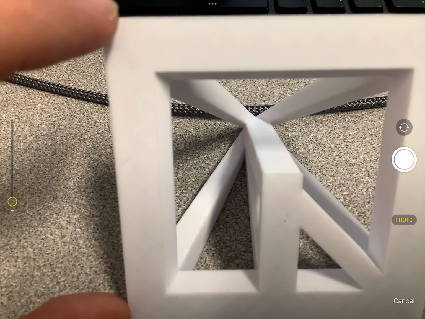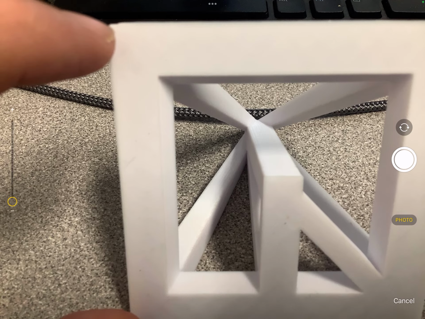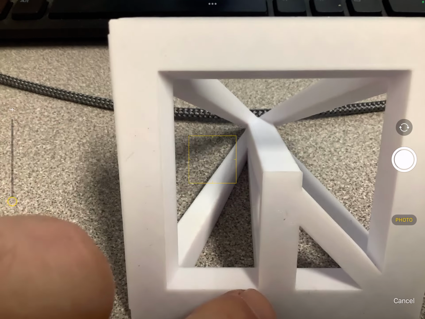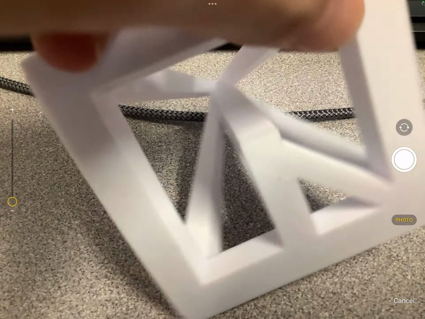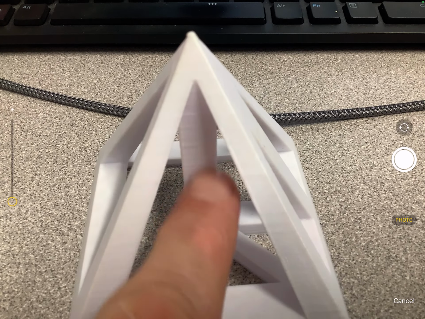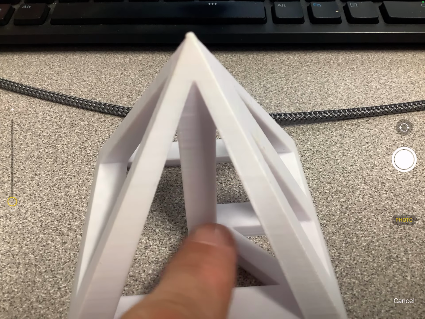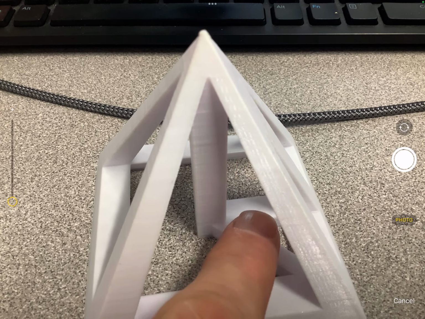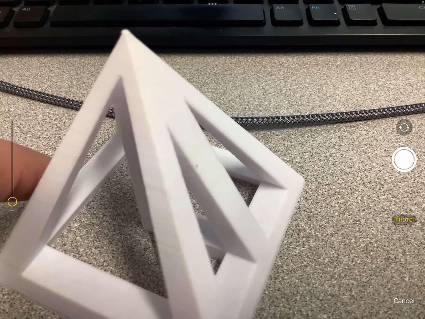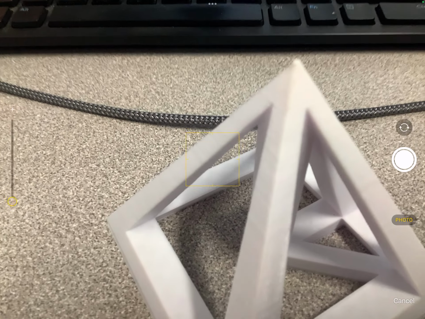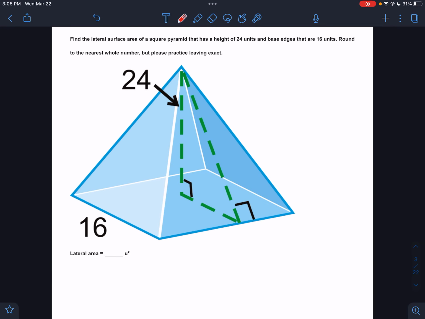So for this problem, if the side is 16, then the apothem is going to be 8. And that's important because we're going to have to use the apothem and the height. Remember, they gave us the height. So there's another right triangle here where the height and the apothem connect to get you your slant height. So we're going to have to make sure that we're using the correct numbers in the correct places.